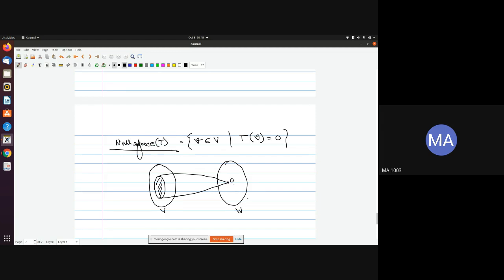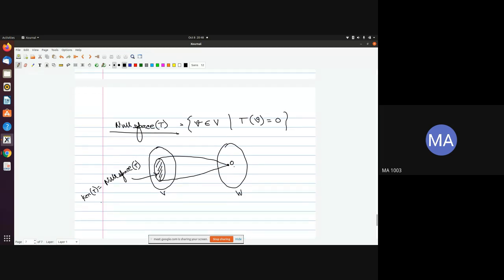There is something 0 inside W, right? All those vectors. So this is my null space. Is it similar to kernel? It is kernel, not similar. Okay. Null space and kernel are the same thing. So this is the definition of null space.